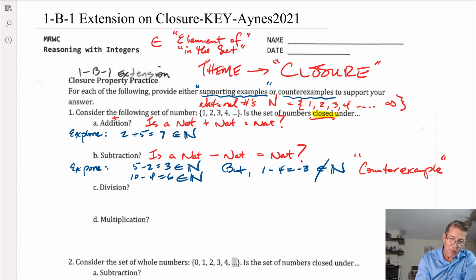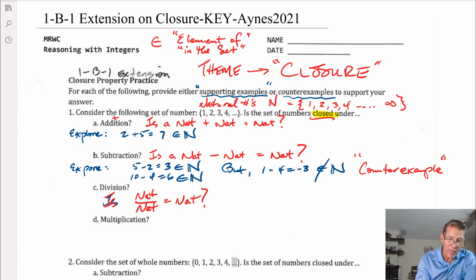Next one is a natural divided by a natural. Is that equal to a natural? I'm going to put a question mark here. I should have put that in red. So let me put that in red. So is a natural number divided by a natural number always a natural number? Question mark.